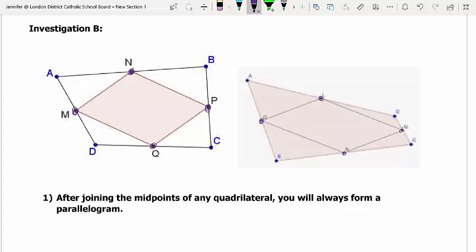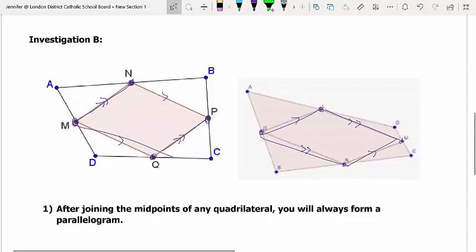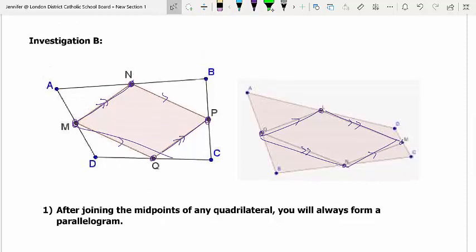and then you connect all those dots and form a quadrilateral, it will always, always, always be a parallelogram. So that means this will always be parallel to this side, this will always be parallel to this side, and same here, this will always be parallel to this side, and this will always be parallel to this side. That happens every single time. Okay, so those are the important points from each investigation that hopefully you realized.